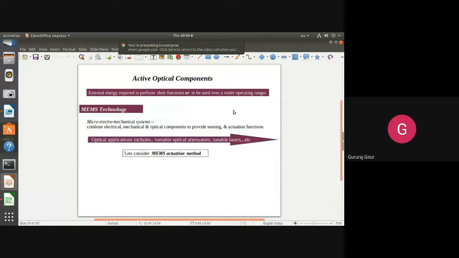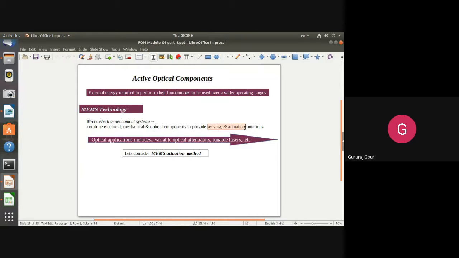Here, the first one we are getting is MEMS technology, micro electromechanical systems, which is the combined technology of electrical, mechanical, and optical components together to provide sensing and actuation functions. Remember, this is important. Its main functions are two. Sensing: it has to sense what is happening in its surroundings and act accordingly. So the functions are defined or implemented with predefined requirements.